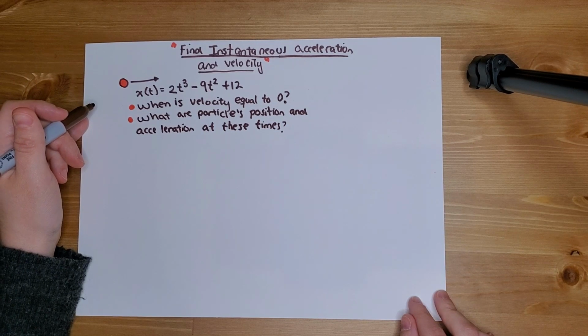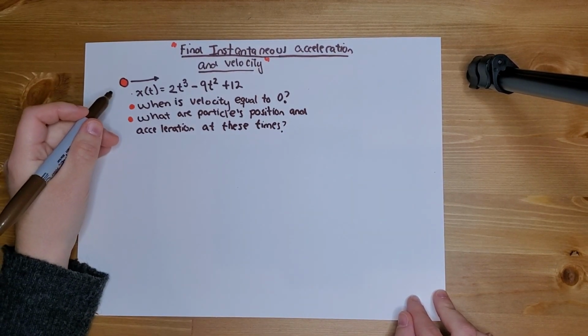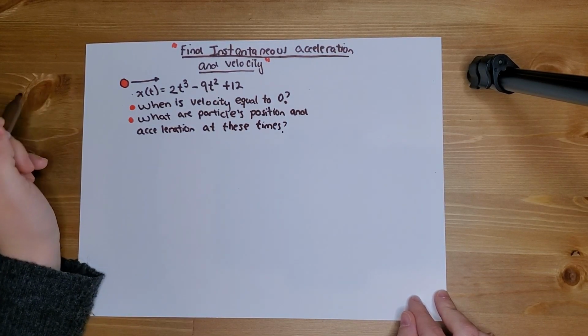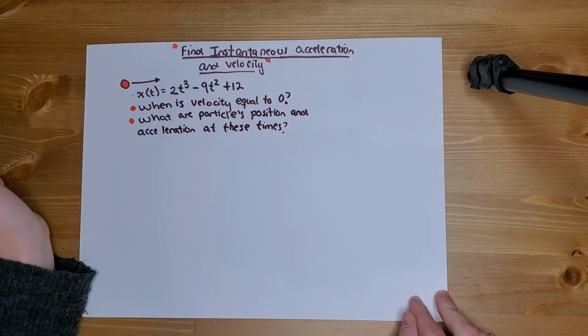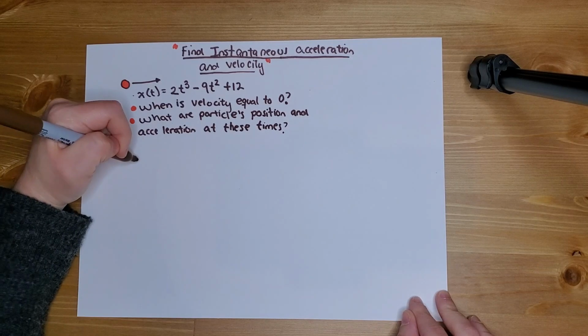All we have to do is first, well, this is only our position equation, so we need to find our velocity equation from this, so we can set that equal to 0 and get our times. It's actually very simple. I'll just go ahead and do that.